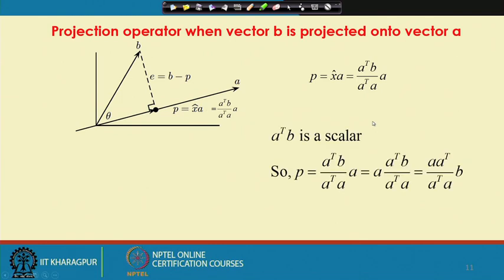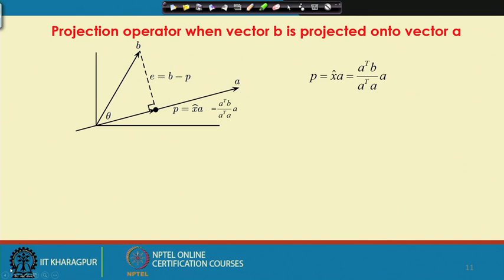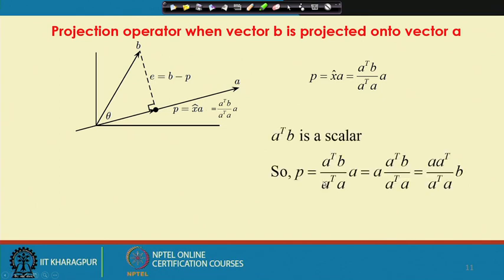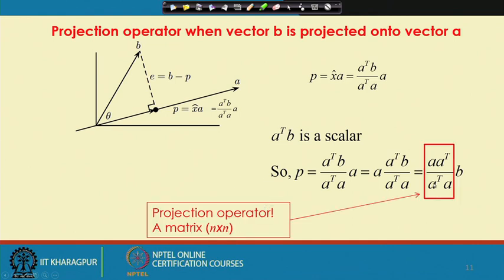So, we can write P is equal to A transpose B, which is a scalar. So, you can write P is equal to A transpose B, A transpose A by A, or you can take A on the left hand side, because it is a scalar. Multiplication with a scalar is not a matrix multiplication, and this will be A transpose B by A transpose A, and we end up with a transformation matrix.